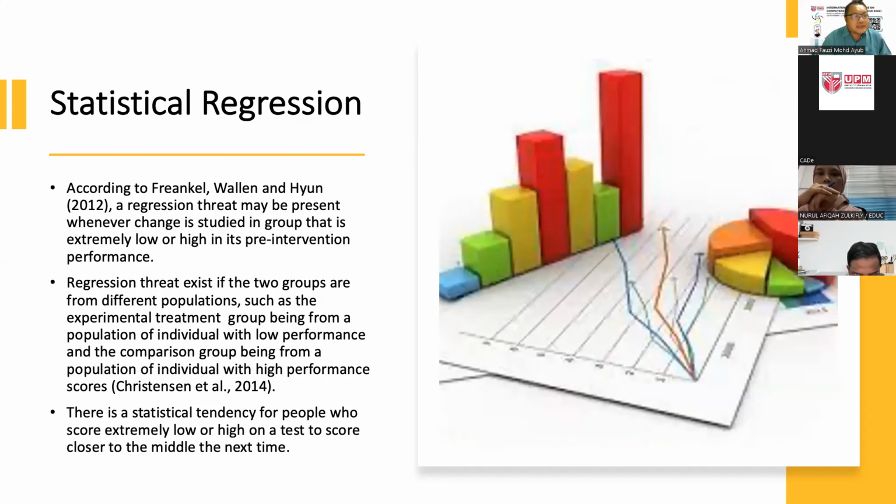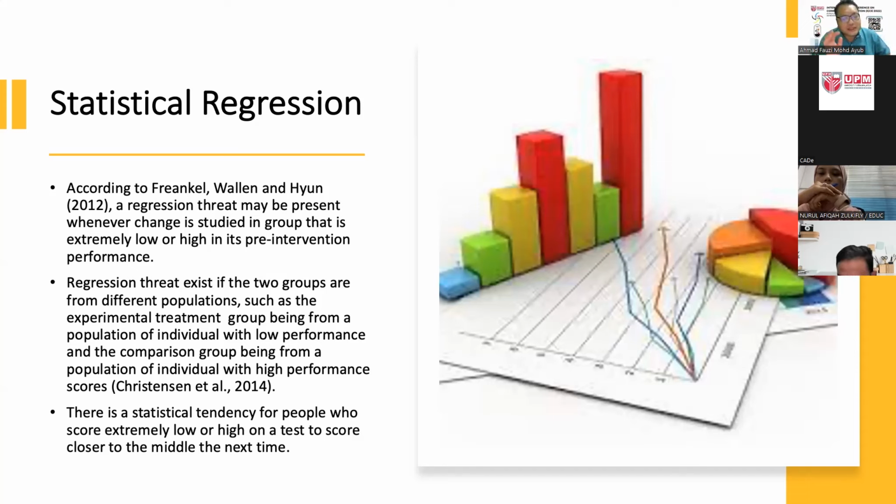And then on statistical regression, a regression effect may be present whenever change is studied in a group that is extremely low or high in its pre-intervention. Maybe for your pre-test, students have a very high performance or a very low performance. So basically, these will be the outliers for your studies. Therefore, when you do the pre-test, you need to do the analysis early. From the analysis, you will identify who the outliers are.